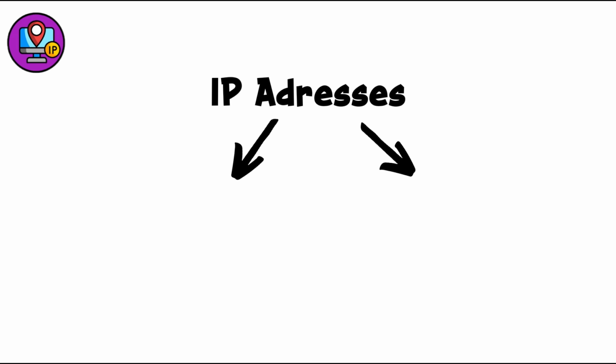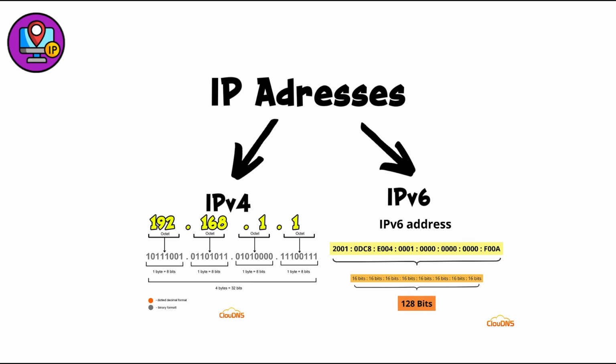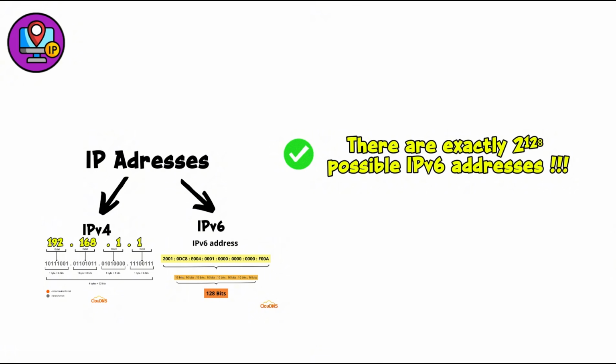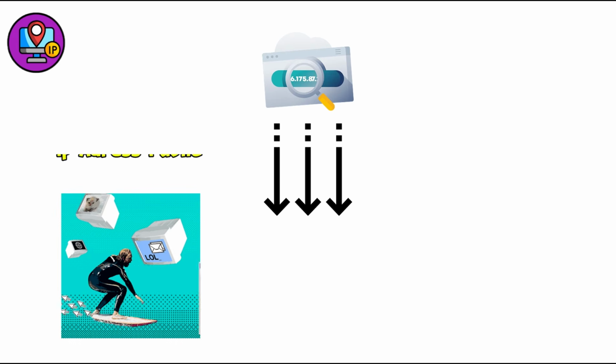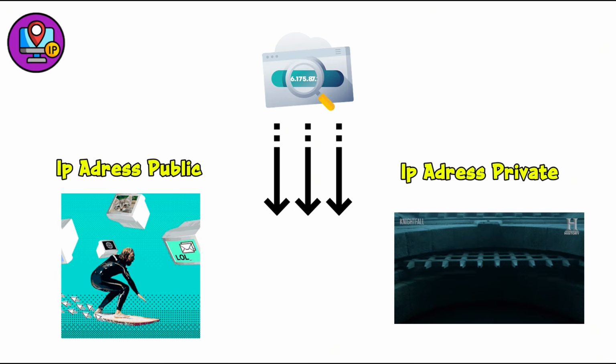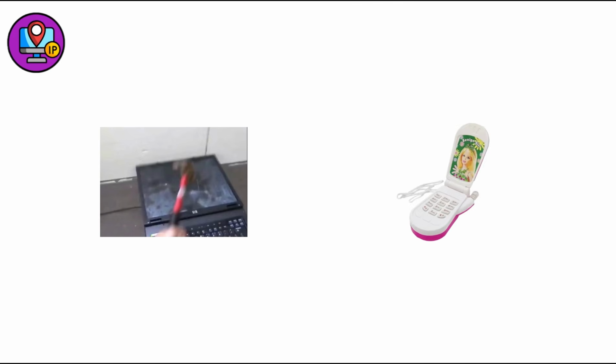There are two versions in use today: IPv4, which looks like four numbers separated by dots like 192.168.1.1, and IPv6, which is longer and handles the fact that we've nearly run out of IPv4 addresses because nobody in the 1980s predicted that every human would eventually own 5 connected devices. Your IP address can be public, which is visible to the internet, or private, which is only used inside your home network.